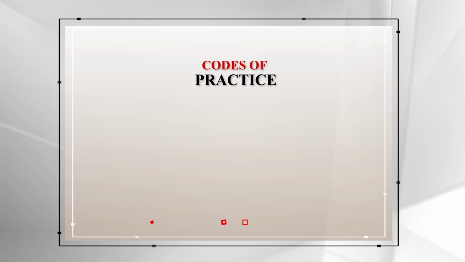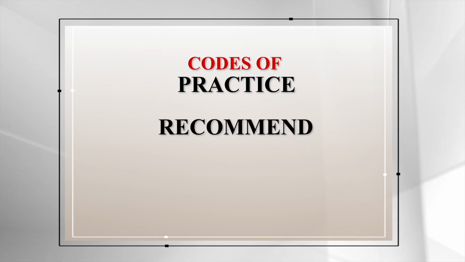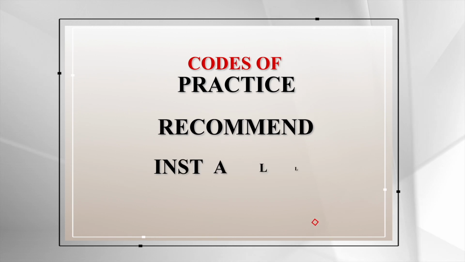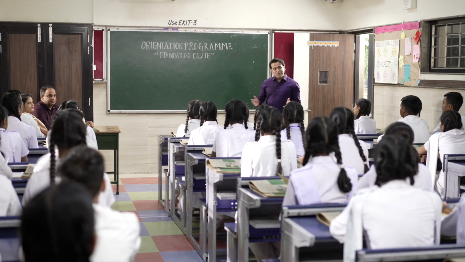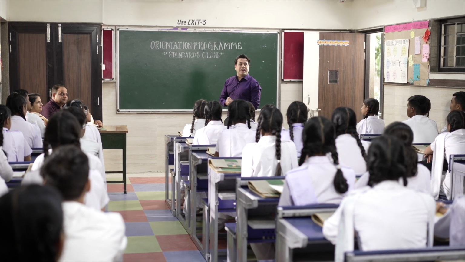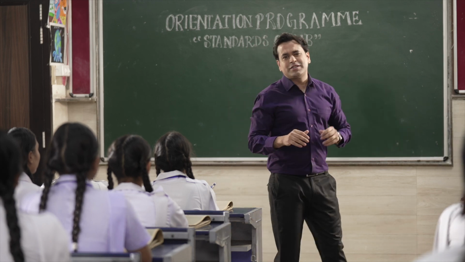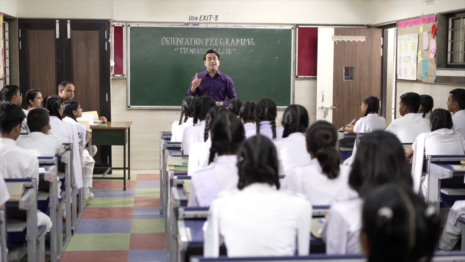The fourth category is codes of practice. These standards recommend practices or procedures for the design, manufacture, installation, maintenance or utilization of equipment and product. This was amazing. So now we know what are standards and the different categories. Now, let's dive deep into some examples and see how the quality and standards of those things are ensured.